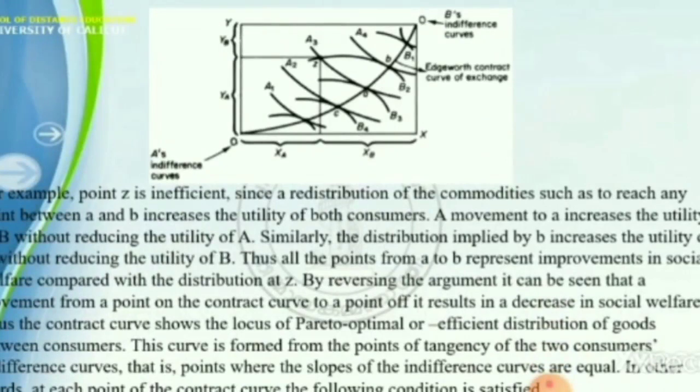Once on its production contract curve, the economy can only increase the output of either commodity by reducing the output of the other. Then the derivation of production possibility frontier, PPF. You are also familiar with PPF.